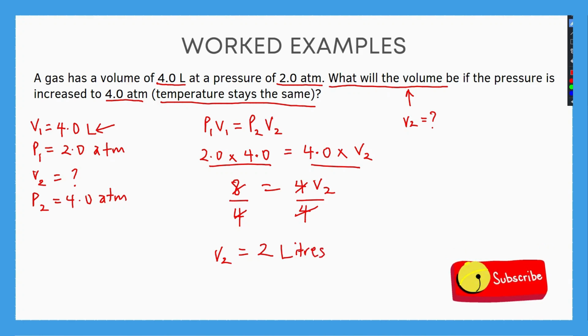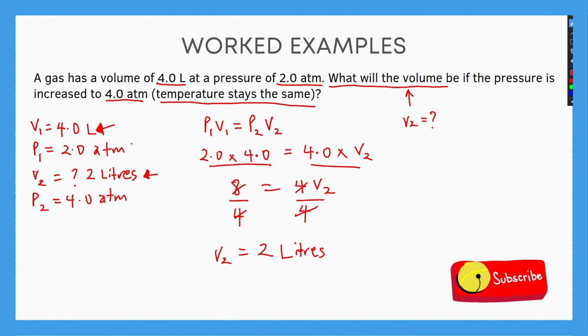So what does that tell us? The final volume now became 2 liters. So you can see the initial volume was 4 liters and the final volume was 2 liters, which tells us that the volume has reduced. Now, if volume reduces, let's check what happens to the pressure.